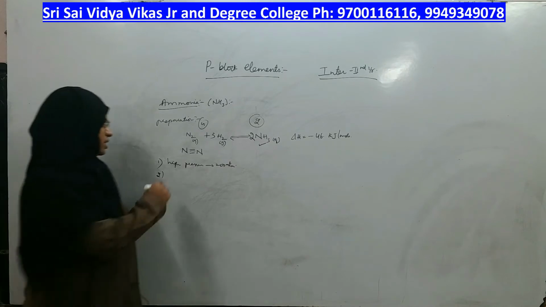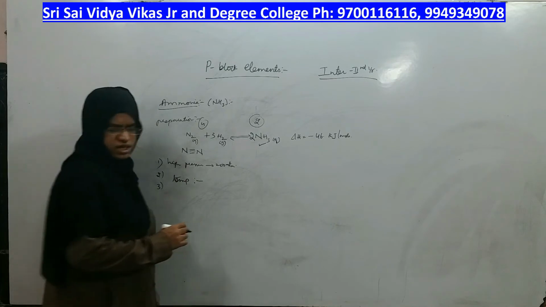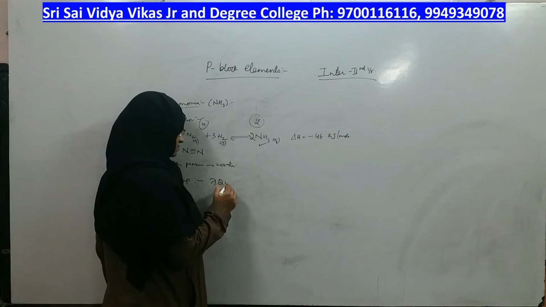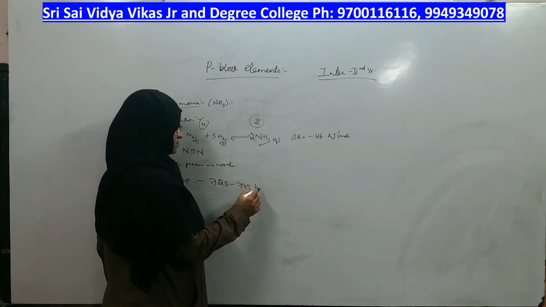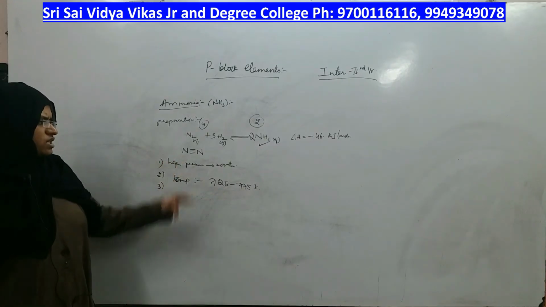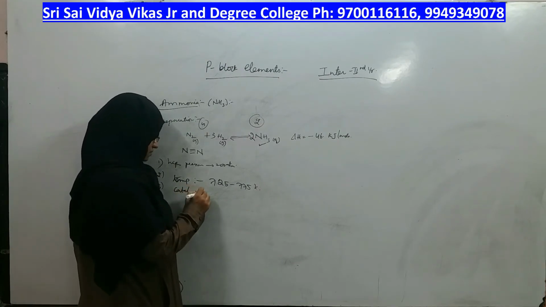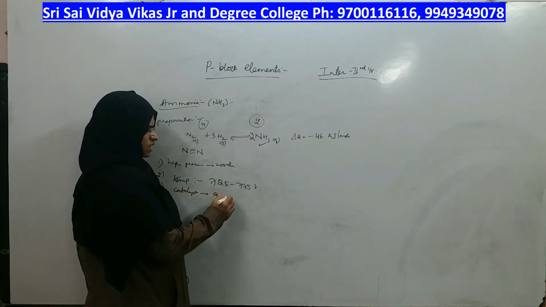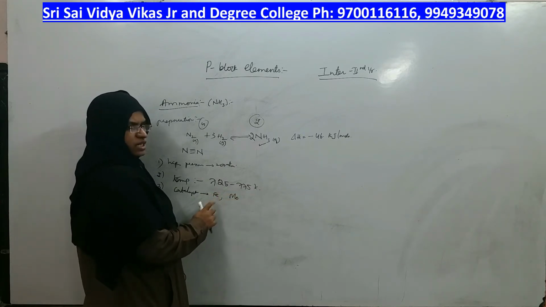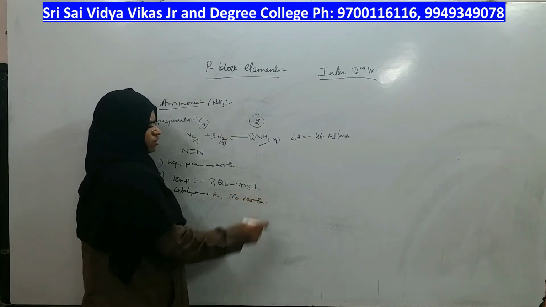What next? Temperature should also be high. High means not extremely high, it is moderately high, at around 725 to 775 Kelvin. What next? For this reaction, the catalyst should be iron. Iron should be the catalyst and molybdenum should be the promoter to increase the activity of iron, right?